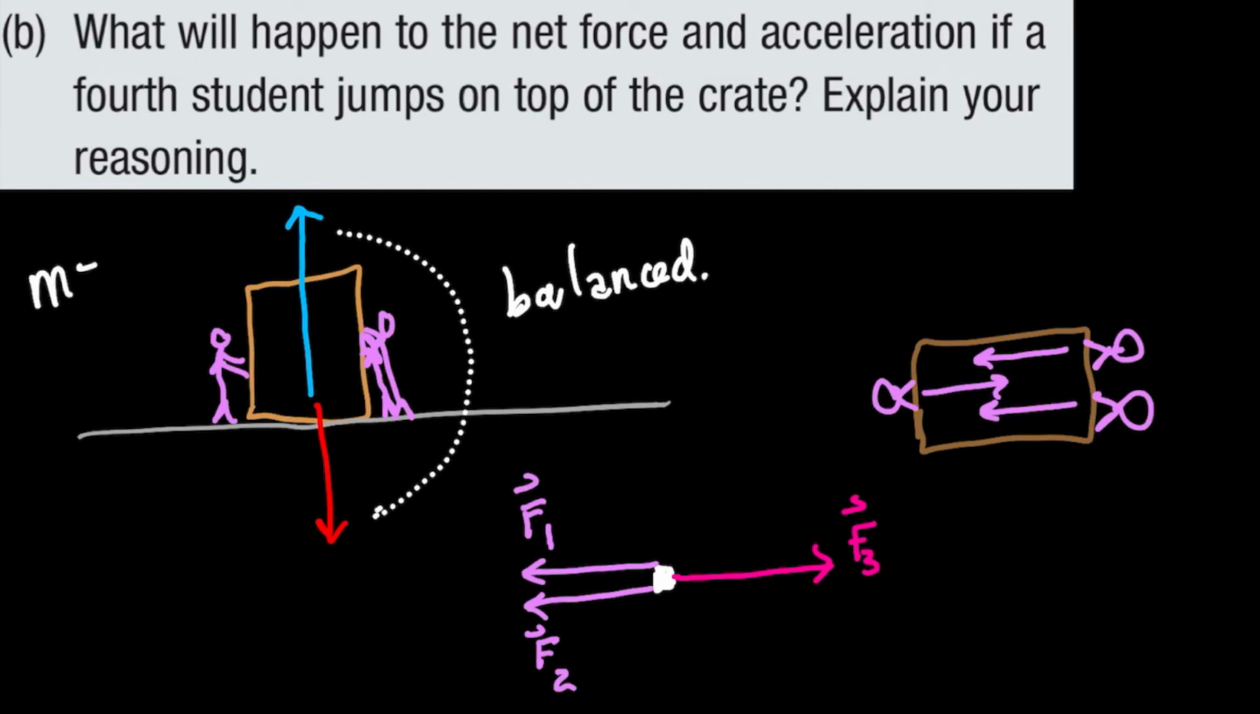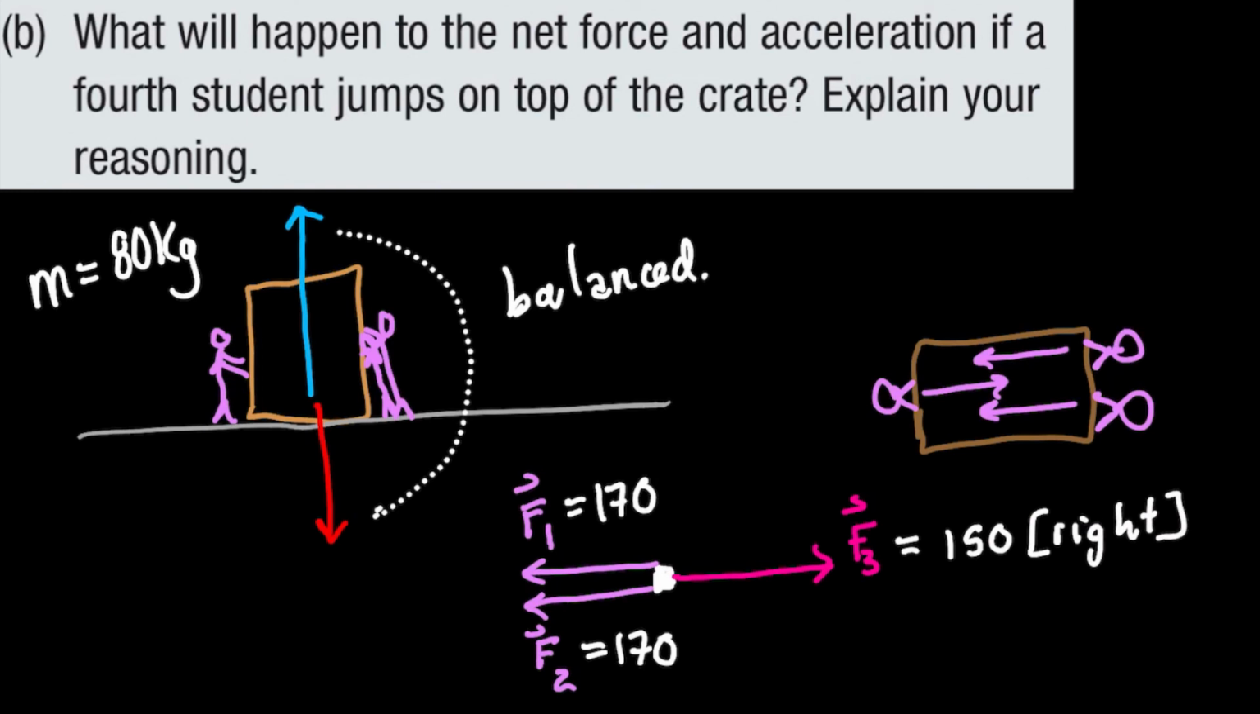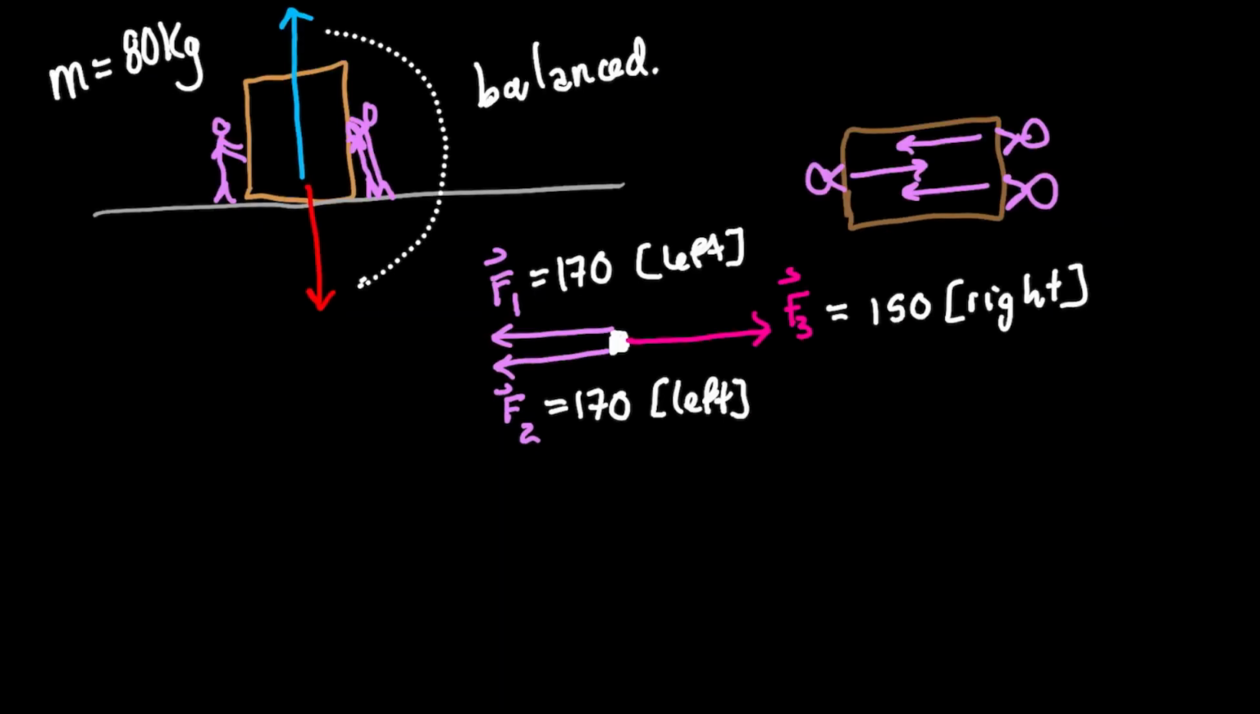Once again, let's go back and read the question. So we have that the mass of this crate is 80 kilograms. And they're pushing on a horizontal floor, which is why I was trying to tell you that the normal force is balanced by the force of gravity. And the two of them that are pushing to the left, they each have a force magnitude of 170 newtons. And the one pushing to the right has a magnitude of 150 newtons. Okay, so this is much clearer, I think.